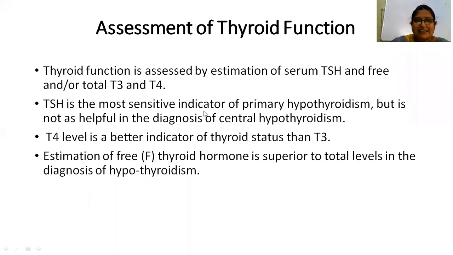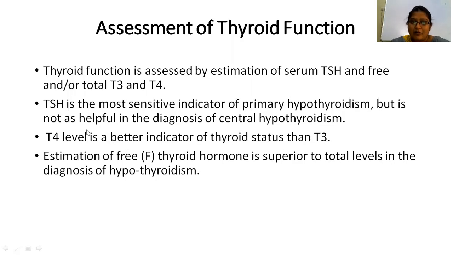TSH is the most sensitive indicator of primary hypothyroidism, but is not as helpful in the diagnosis of central hypothyroidism. Central hypothyroidism lesions are hypothalamus and pituitary lesions. When these are involved, TSH is decreased, whereas in primary hypothyroidism, TSH is increased. So only by TSH assays we are missing central hypothyroidism.